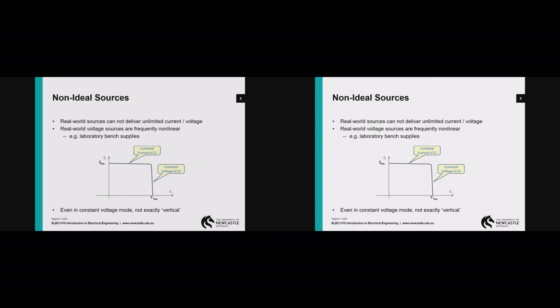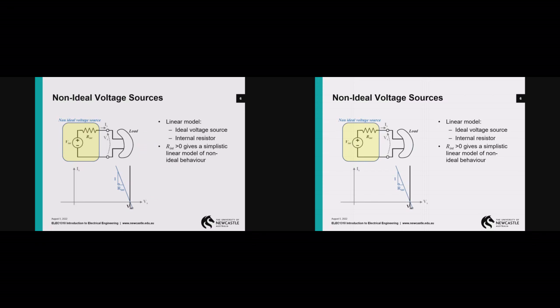But the other thing to note is even in that voltage mode, you'll notice that the line there is not perfectly vertical. In the current mode, that line is not perfectly horizontal. What you're seeing is that the voltage does drop a little bit as the current goes up. The current drops a little bit as the voltage goes up. So for those reasons, what we will introduce is what I'll call a non-ideal voltage source and a non-ideal current source.